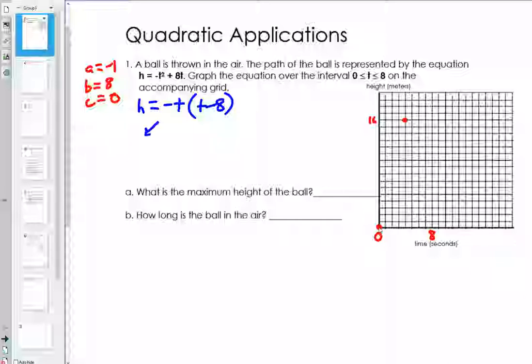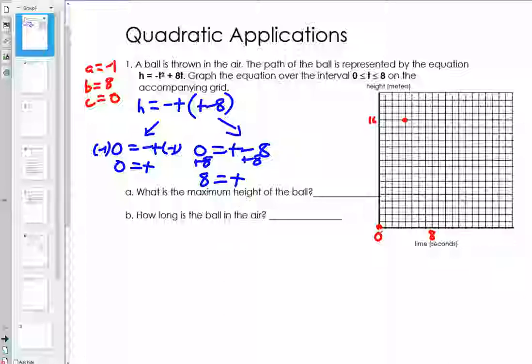So now when I split these, this is going to touch the x-axis when 0 is equal to negative t, and when 0 is equal to t minus 8. On this one, when I multiply by negative 1, what's negative 1 times 0? 0. So this is telling you that when no time passed by, the ball was on the ground. Which makes sense. We already knew that. The y-intercept was 0. But the second one that tells you when I add 8, that the second time the ball hits the ground is after 8 seconds.